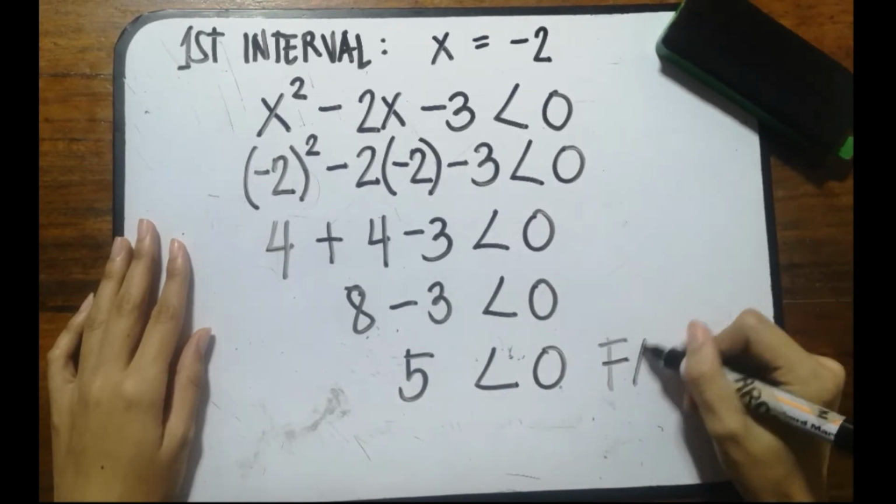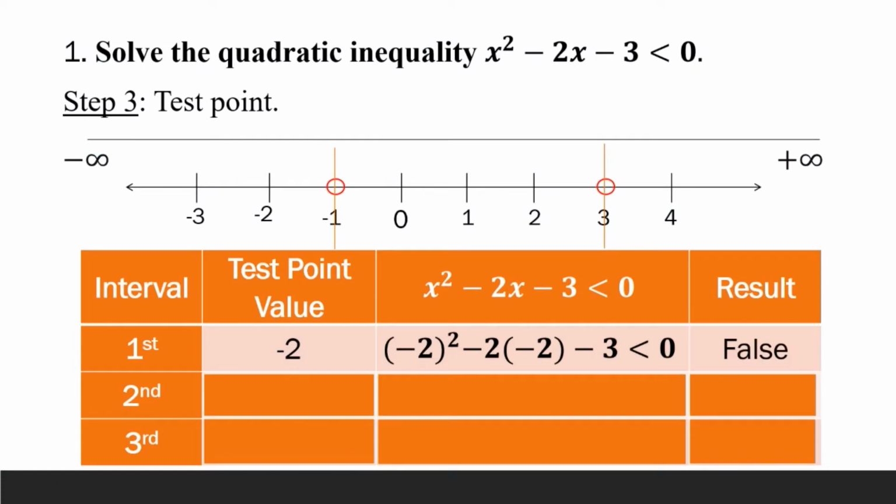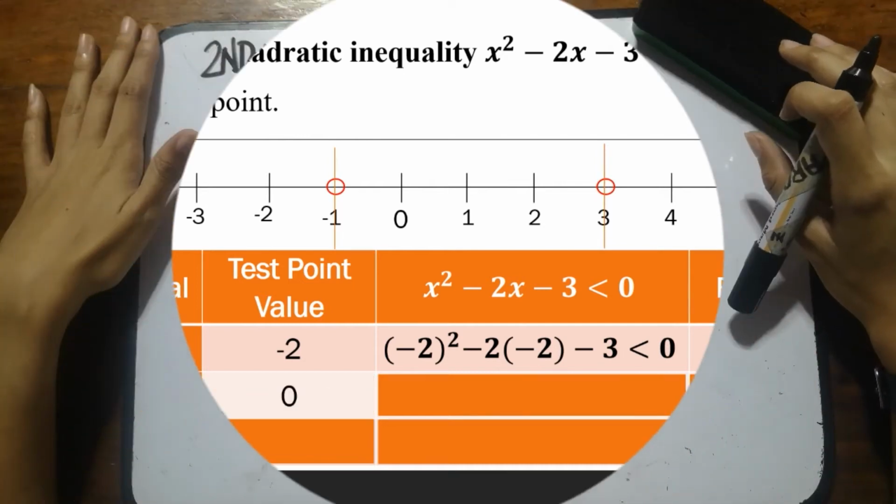That means it is false. Now, for the second interval, we have -1 not included to +3 not included. We can choose any point in that interval. So in this example, I will be using 0.